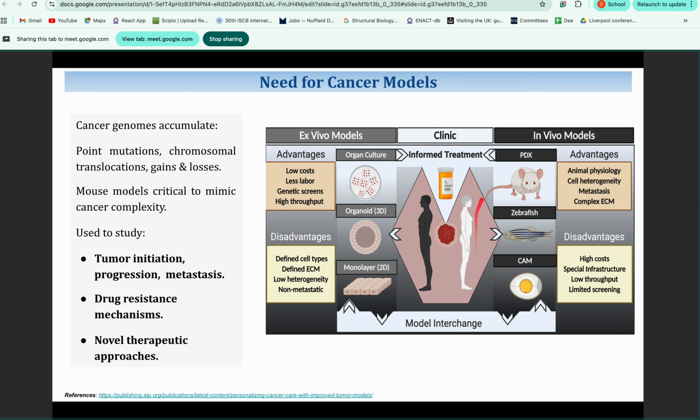So let's take a person. This is the model interchange, and we have the animal models such as PDX, zebrafish, the CAM. Now the advantages of the in vivo model are the animal physiology and cell heterogeneity, because if I am performing it on culture, then they have a single homogeneous cell state.